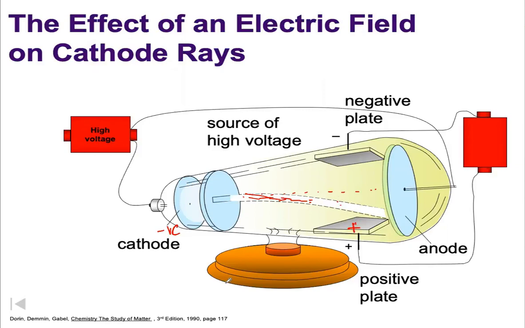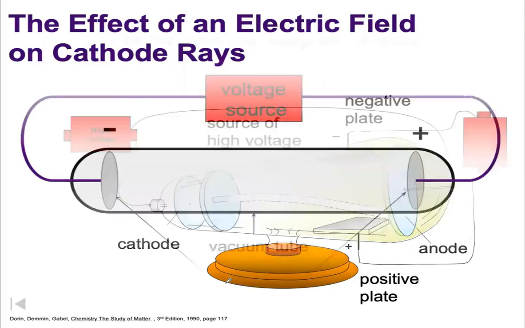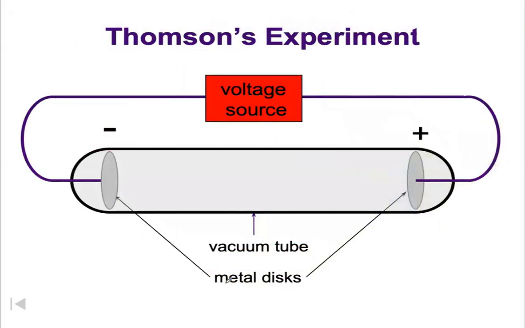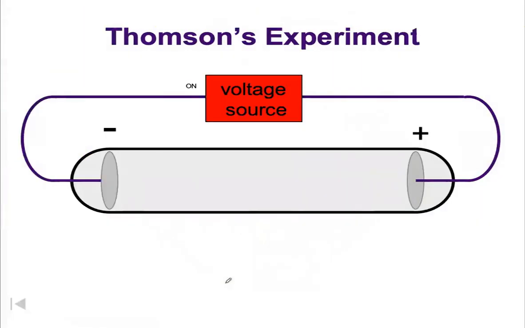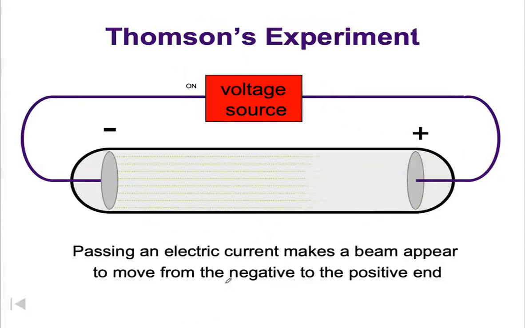So from this picture he got the idea that the particles coming out from this cathode plate have some charge, and they are being attracted towards the positive end. You can check: when we switch on this battery, particles which start from this negative end move toward this positive end.